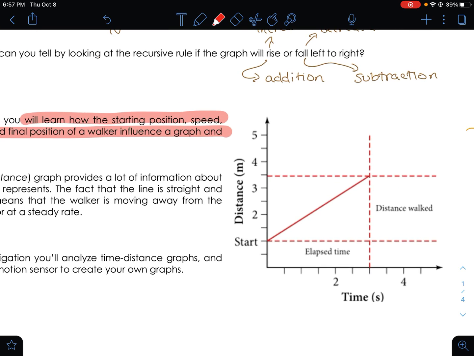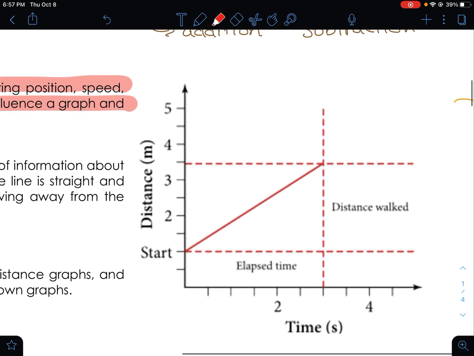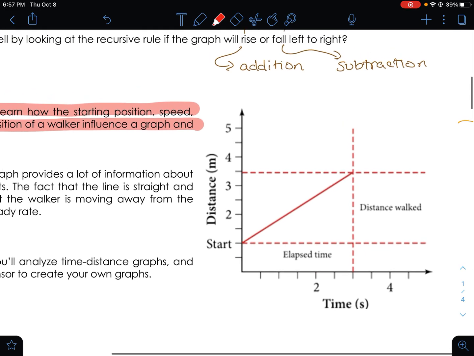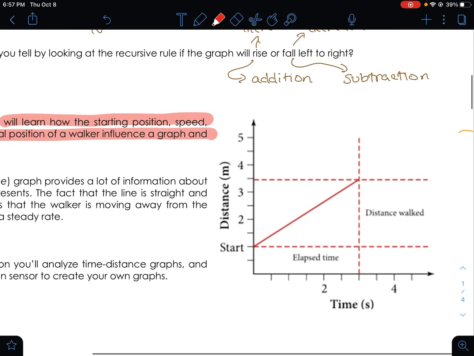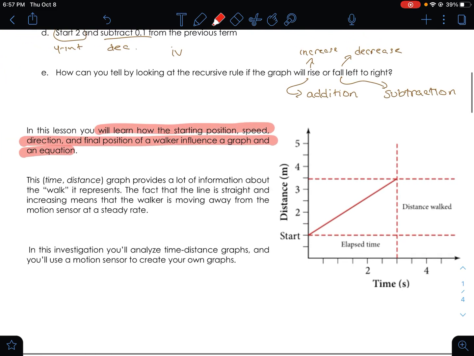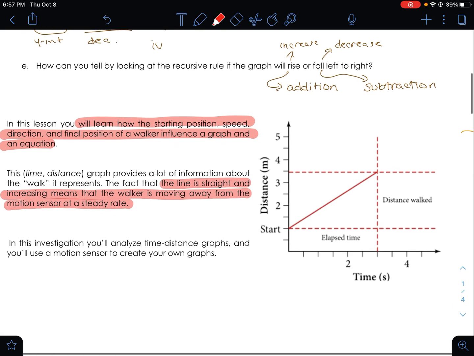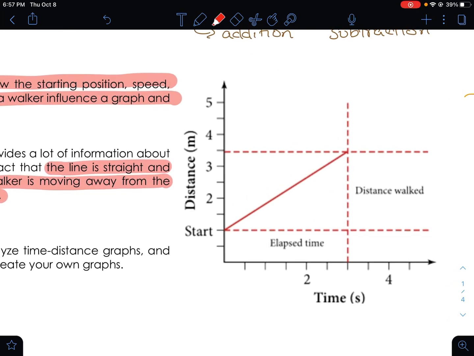So the information that this graph provides us is that since it is a straight line and it is increasing, what we know is that the walker is moving away from the motion sensor at a steady rate. So they're not changing their speed; it is constant throughout the entire time.